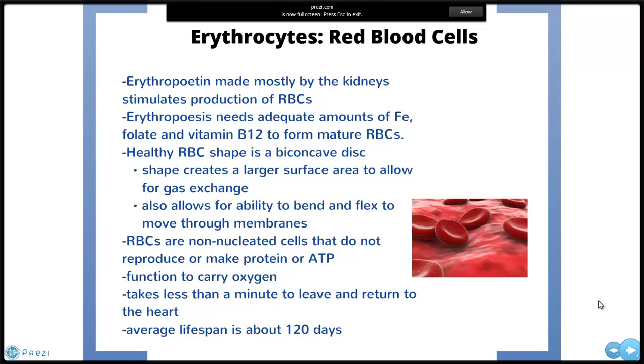RBCs are non-nucleated cells that do not reproduce or make protein or ATP. Their main function is to carry oxygen. A fun trivia fact, it takes less than a minute to leave and return to the heart. The average lifespan of a red blood cell is 120 days.